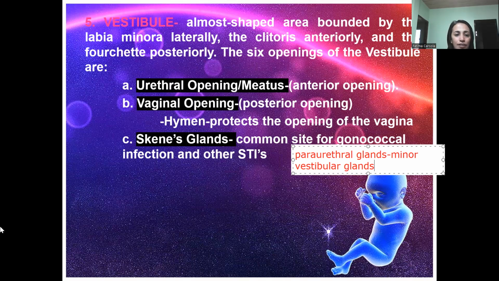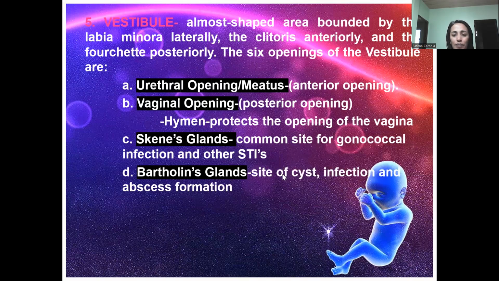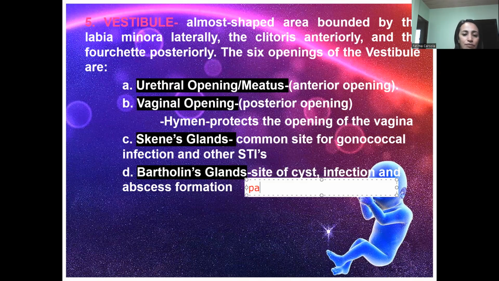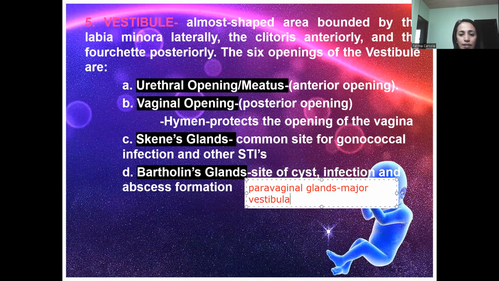Next, we have your Bartholin's glands. Your Bartholin's glands are in the new book, the site of cysts, infection, and abscess formation. And your Bartholin's glands are also called your paravaginal glands, or what we call your major vestibular glands.